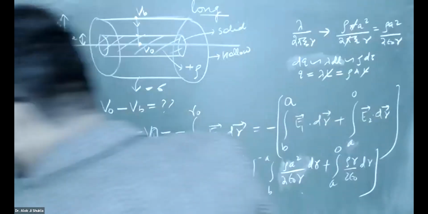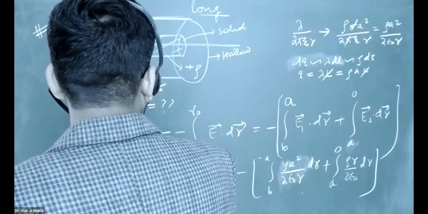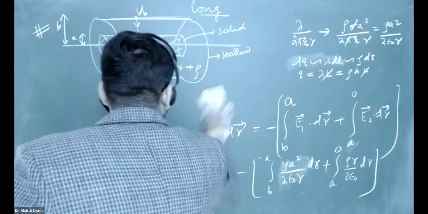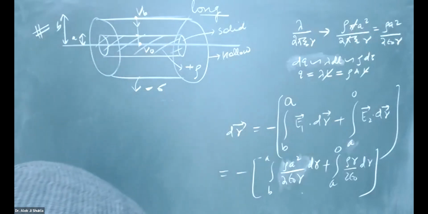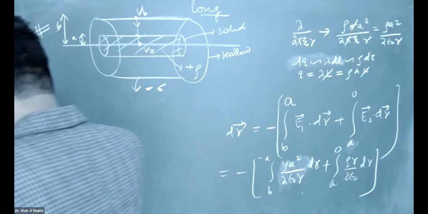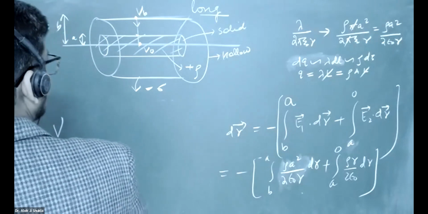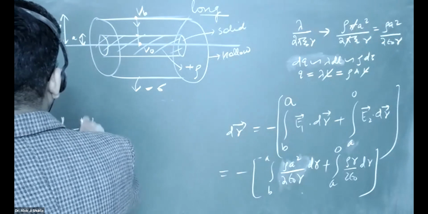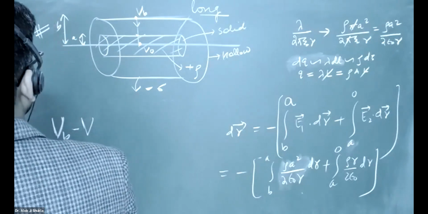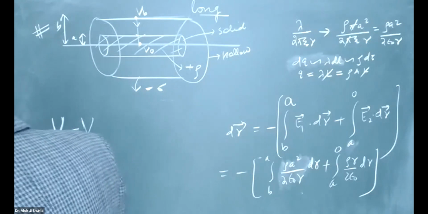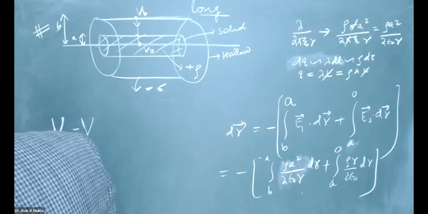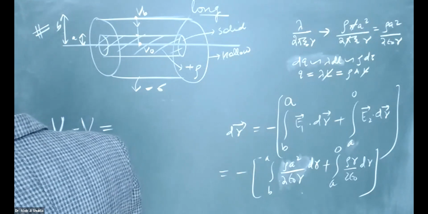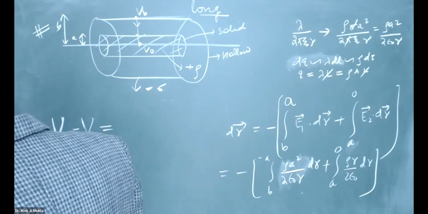Rho A square by 2 epsilon naught ln B by A plus rho A square by 4 epsilon. आदित्य बताओ फिर से, एक मिनट, धीरे धीरे. वी बी माइनस वी ए निकाल रहा हूं ना। ये कितना आ रहा है? rho a square by 2 epsilon naught ln b by a.